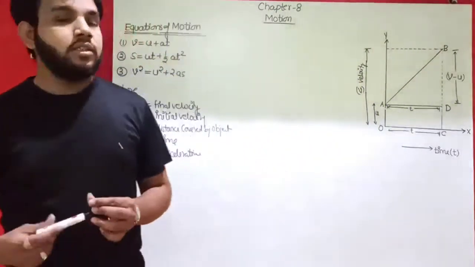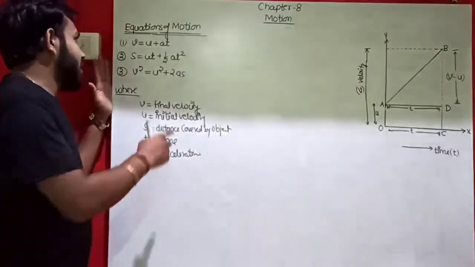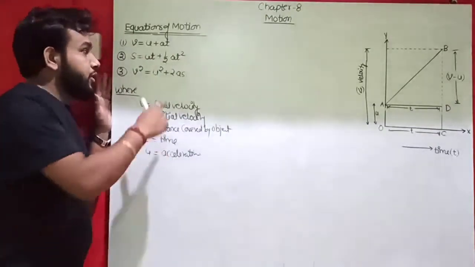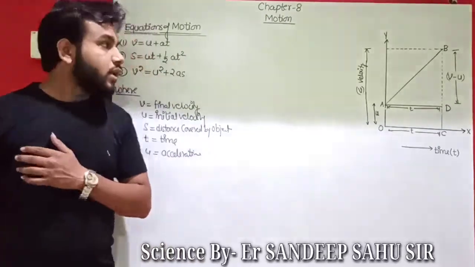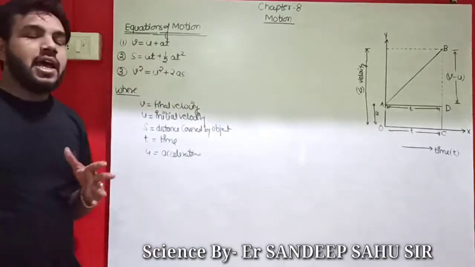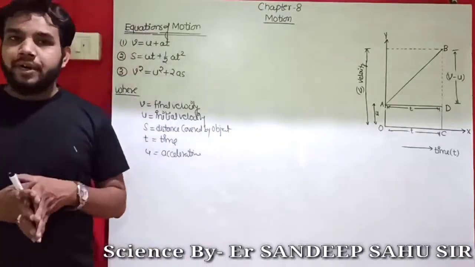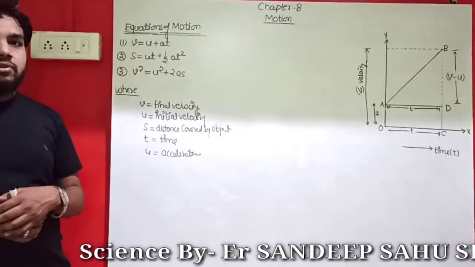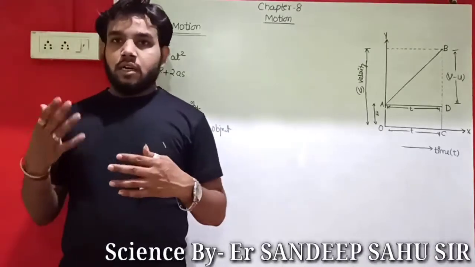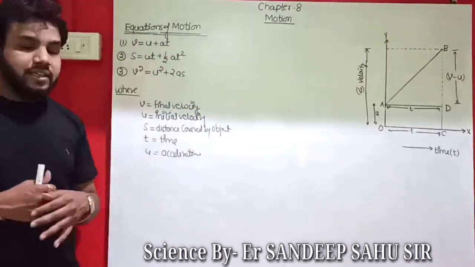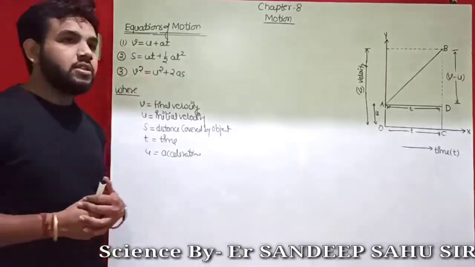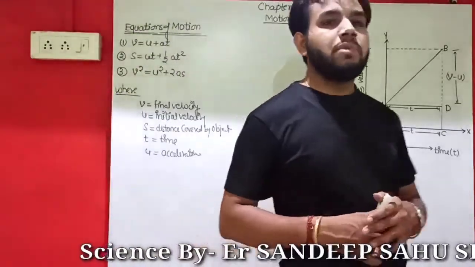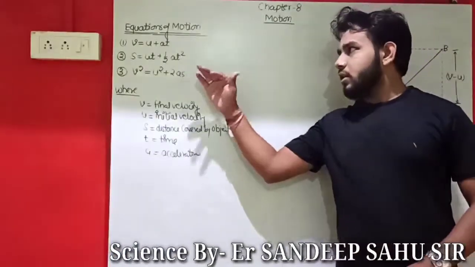So students, there are three equations. First one is v equal to u plus at. This is the first equation of motion. Second one is s equal to ut plus half at square. This is the second equation. It represents the distance covered by an object. And the third one is v square equal to u square plus 2as. So this is the third equation.